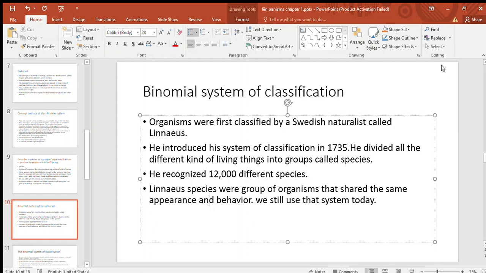Linnaeus discovered about 12,000 different species. All of the Linnaeus species were groups of organisms that shared the same appearance and behavior. We still use that system of classification today. Although the system has changed and a new system of classification is recognized, the Linnaean system is still very useful.